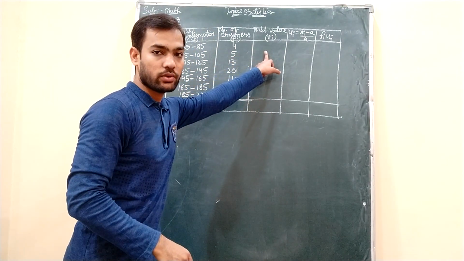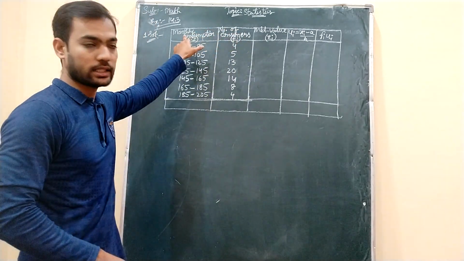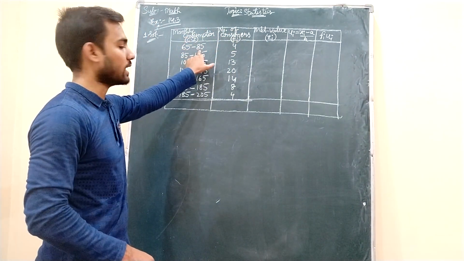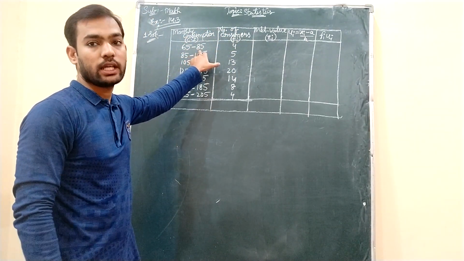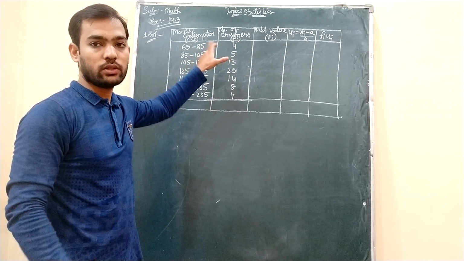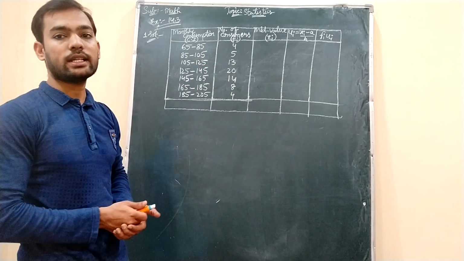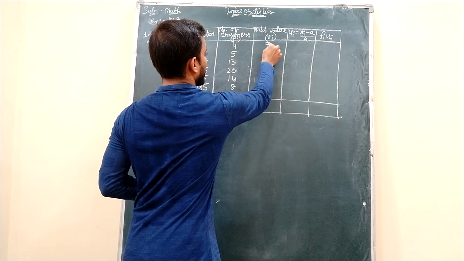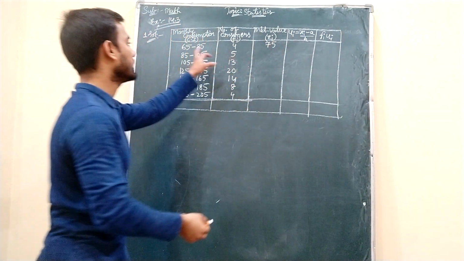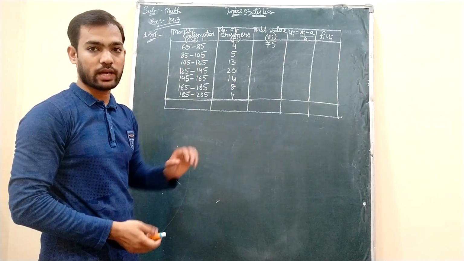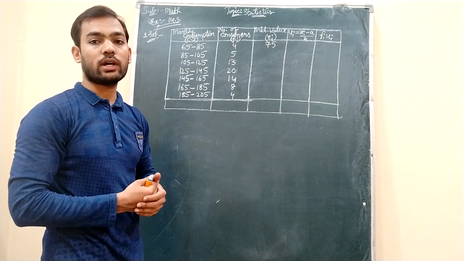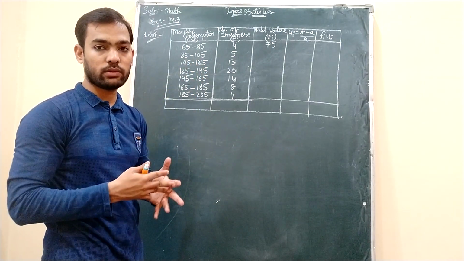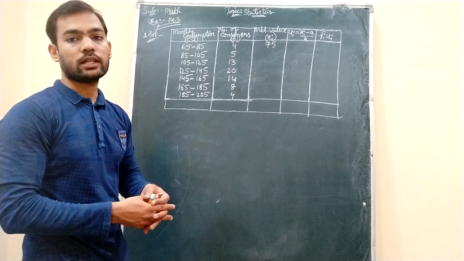Mid values. How will we calculate the mid value? Using the class intervals. 65 plus 85. How much will it be? It will be 150. So when you divide 150 by 2, you will get 75. 75 is the mid value of this class. Now 85 to 125. When you add them, you will get 190. And when you divide 190 by 2, you will get 95.